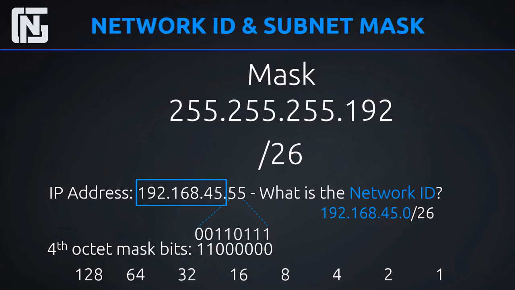All right. So again, our network ID is 192.168.45.0. Now our mask does bleed into the 4th octet, but since the IP address we were given didn't have anything in these first 2 binary digits, well, we know that this IP address is part of the 45.0 network.